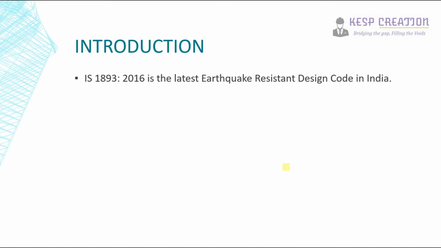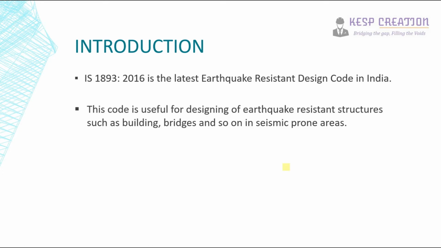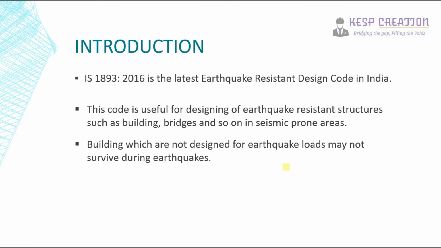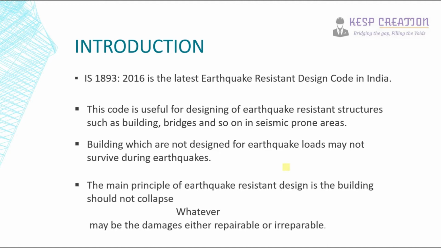IS 1893-2016 is the latest earthquake-resistant design code of India. This code is useful for designing earthquake-resistant structures such as buildings, bridges, and so on in the seismic-prone areas. Buildings which are not designed for earthquakes may not survive during earthquakes, so it is very important to design buildings for the earthquake loads. The main principle of earthquake-resistant building design is the building should not collapse, whatever may be the damages, either repairable or irreparable. So the life of people is very important.